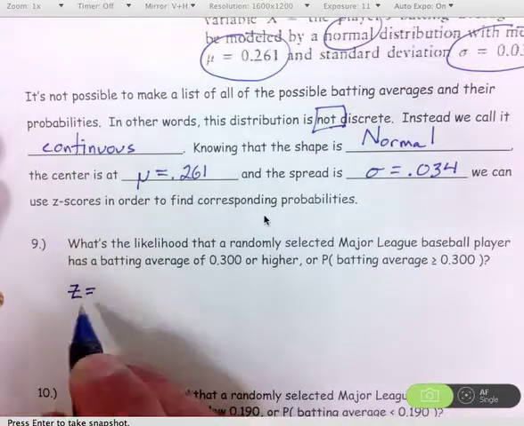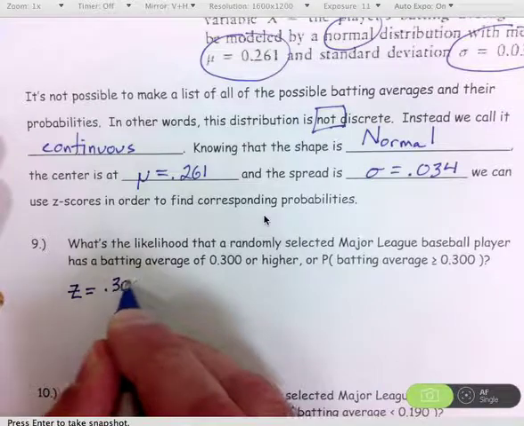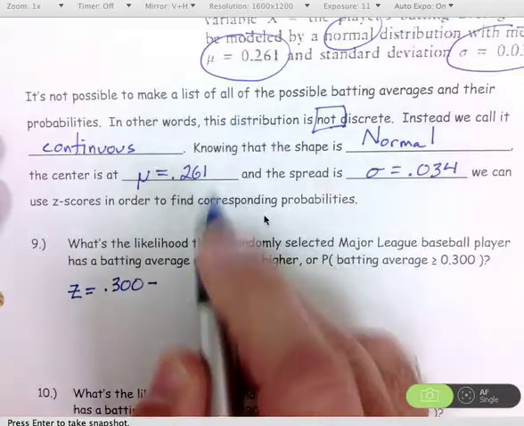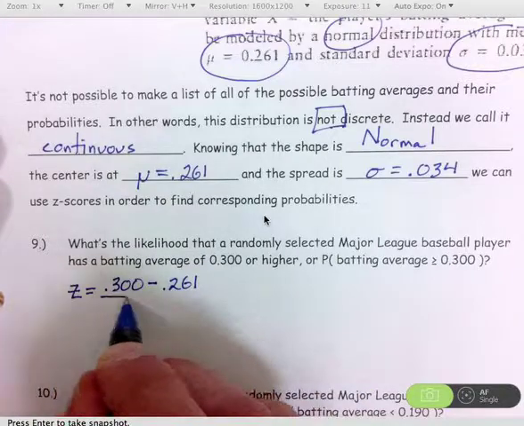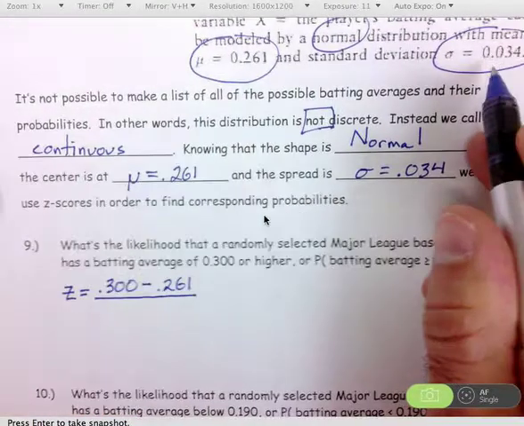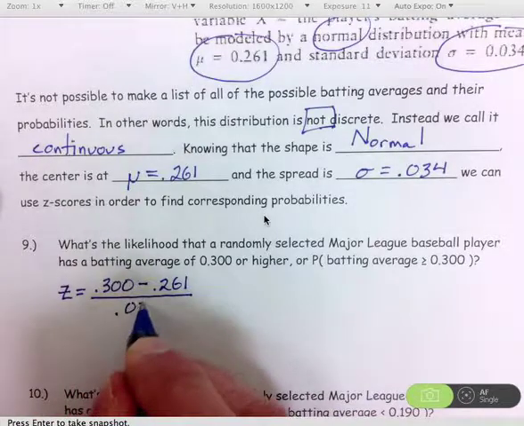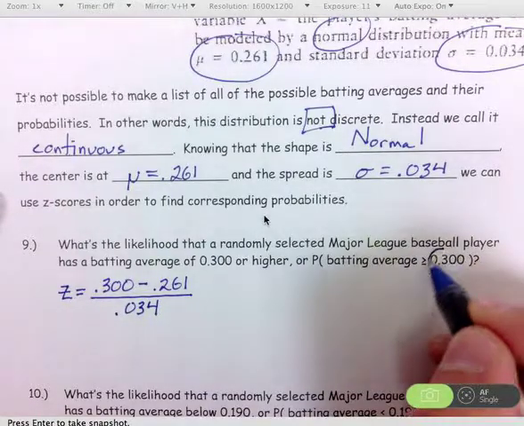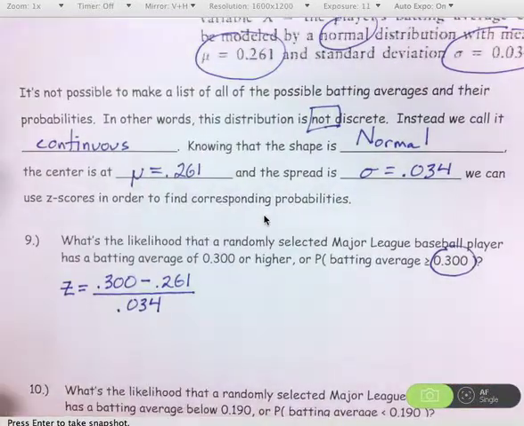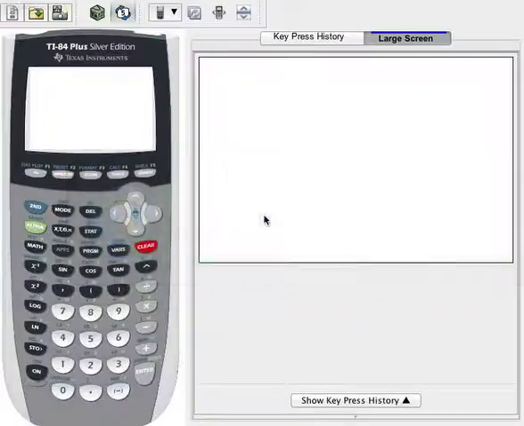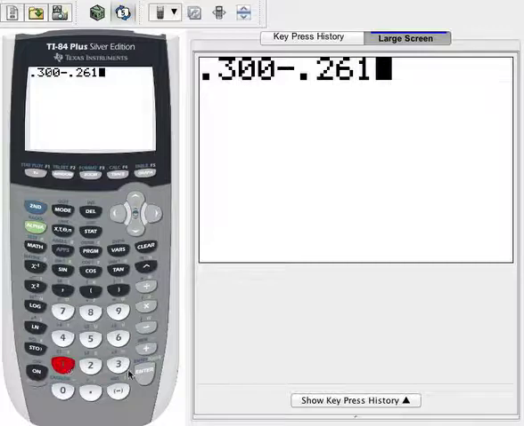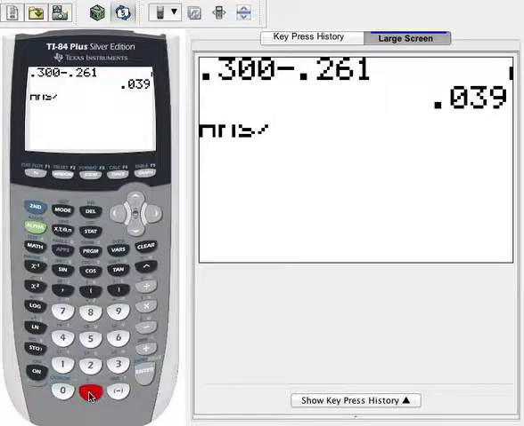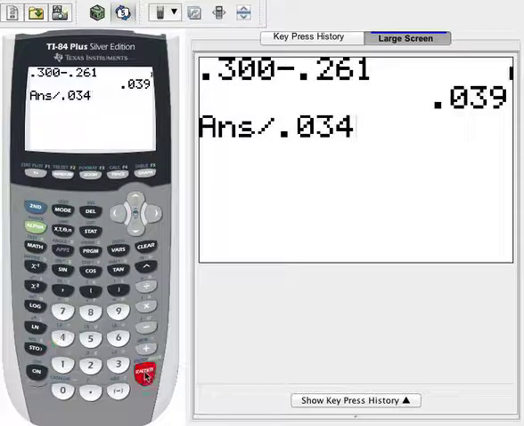z-score. So to build that z-score, we take the observation, we're going to subtract the mean, and then we're going to divide by our measure of spread. We're going to divide by the standard deviation. What the z-score accomplishes, it tells us how many standard deviations above or below the mean this observation happens to be. So you'll have to put that in your calculator. There's 0.300 minus 0.261. And then we'll divide that by the standard deviation of 0.034. And we'll get our z-score.